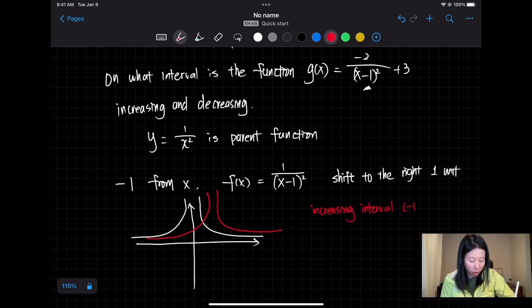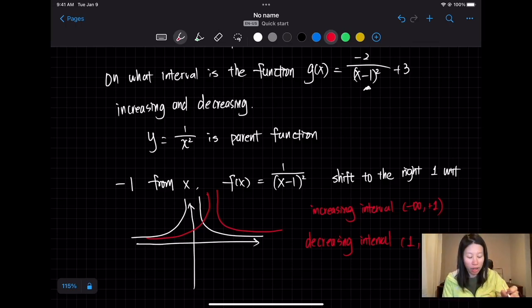should be what? From -infinity to +1, right? Because originally, the increasing interval should be from -infinity to +infinity. Since you shift to the right 1 unit, that means the increasing interval moved to the right as well. And then where is the decreasing interval? If you look at the graph, you may easily identify it's going to be 1 to +infinity.